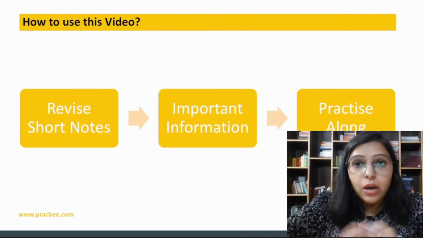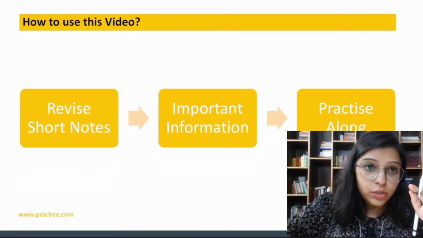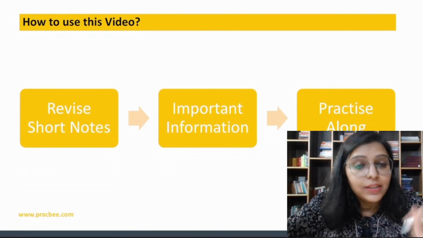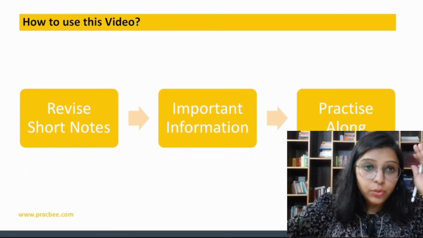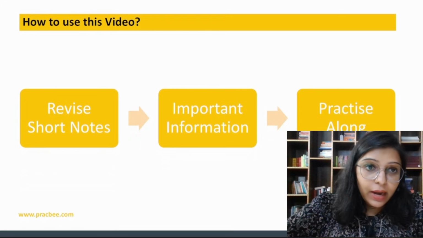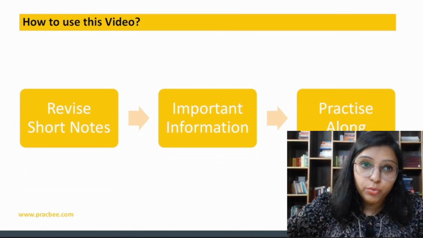Okay. Now, how to use this video? You have to revise the short notes. I will be discussing some formulas, but you have to revise the entire chapter completely. Then you have to write down the important information and then you have to start doing the questions.